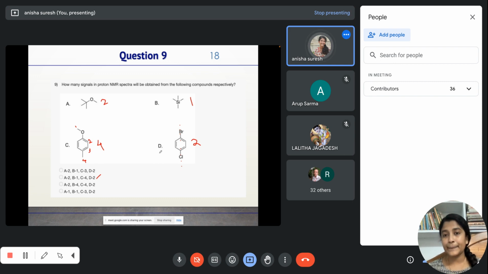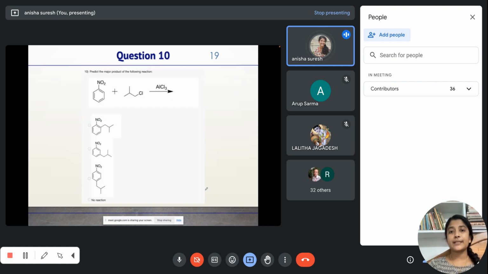Is this clear? Okay. So the correct answer will be option B, where A has 2, B has 1, C has 4, and D has 2 distinct signals in the proton NMR spectrum.